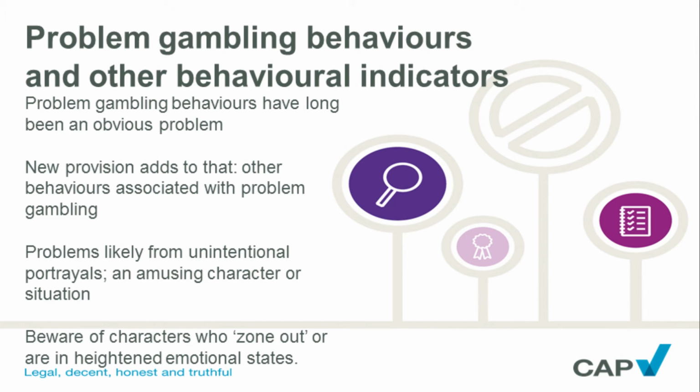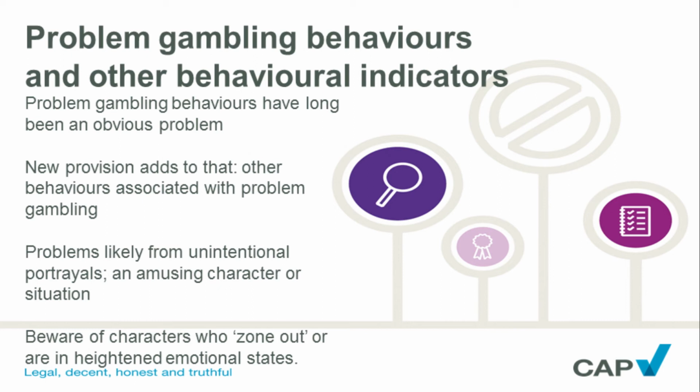And there are several examples such as detachment or preoccupation, mood swings or manipulative and dishonest behaviour. And you can quite easily see how a comedy character, where the marketer's not intending to do anything untoward, but that type of character is amusingly presented. But unfortunately, there is inherently that link to the experiences of people with problem gambling issues.